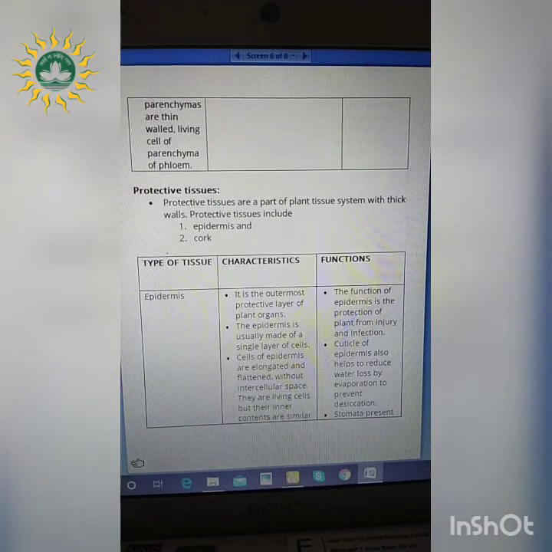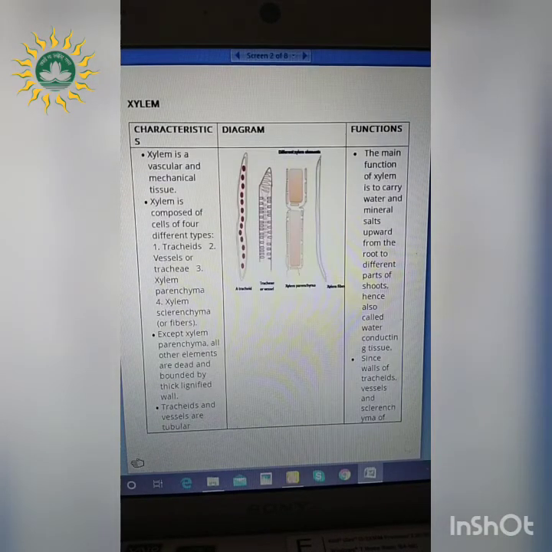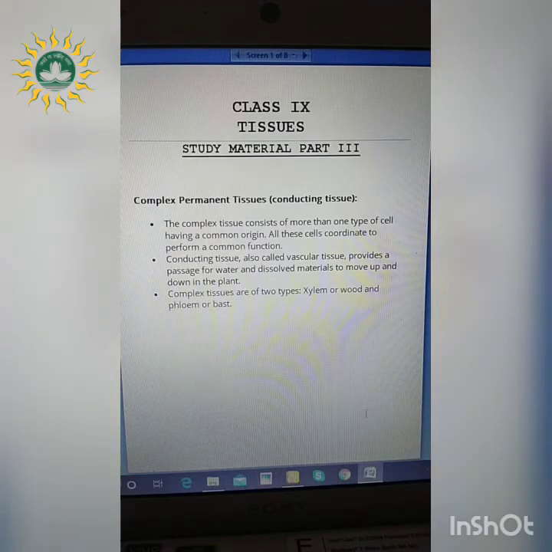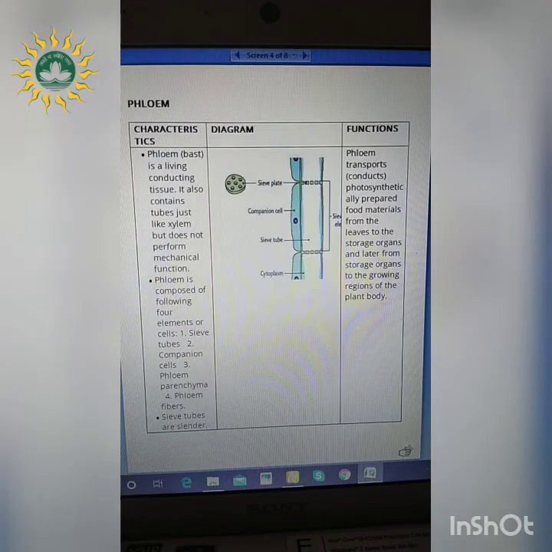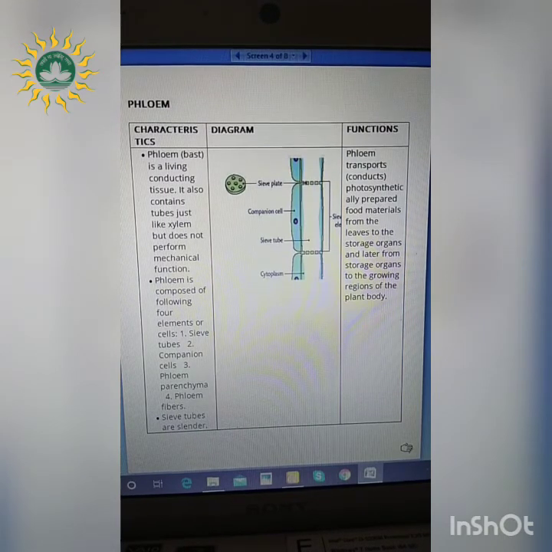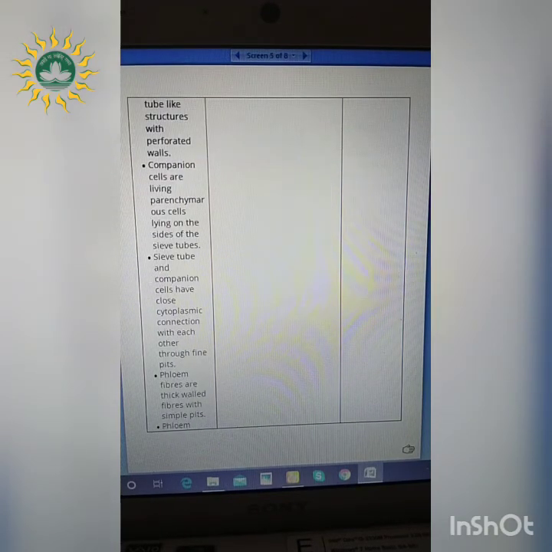So in this chapter, what have we learned? We have learned that the complex permanent tissues are of two types, xylem and phloem. Xylem is a water conducting tissue and phloem is the food material conducting tissue. In case of xylem, the water is conducted from the roots to the different parts of the plants. And in case of phloem, the food materials are prepared in the leaves with the process of photosynthesis and are moved to the storage organs, which ultimately move to the growing parts of the plant.